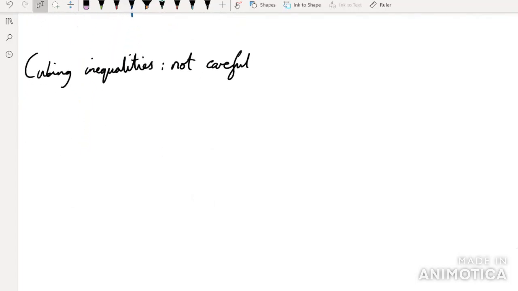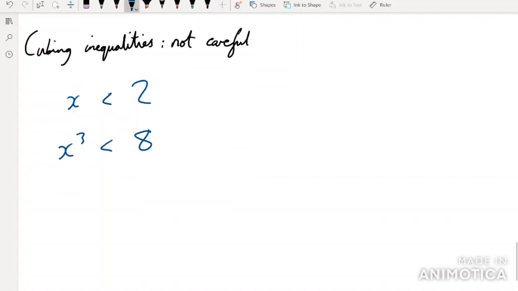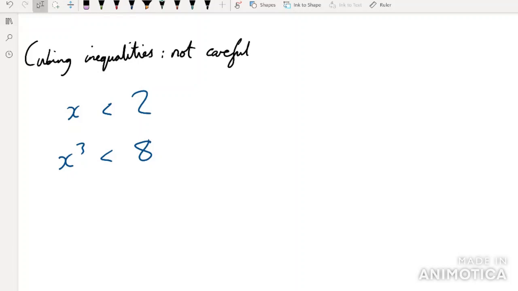Whereas luckily, cubing inequalities is always fine. Why is that? Well, if you think about it, what are you doing? If x is less than 2, how am I cubing that? Well, I'm multiplying both sides by itself twice. In other words, by itself squared. The point being that what you're multiplying by is always going to be positive. In other words, no matter what you do, it won't mess up the inequality. So cubing inequalities, you're fine. It's fine to do. Just squaring them, it's not always.